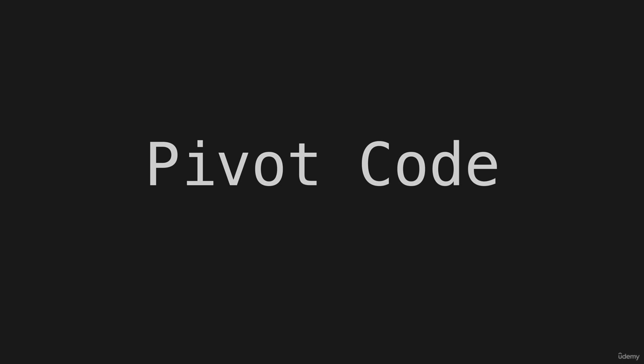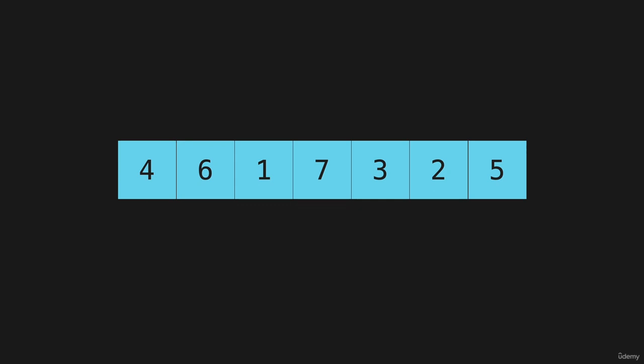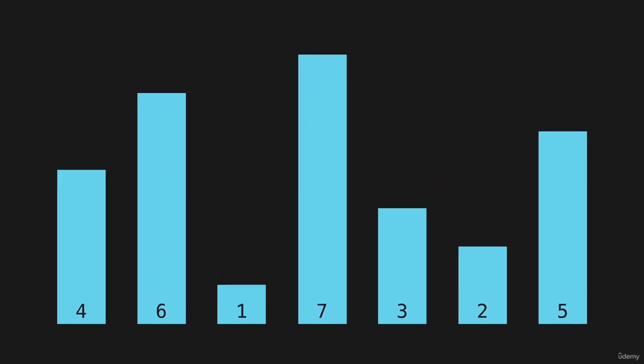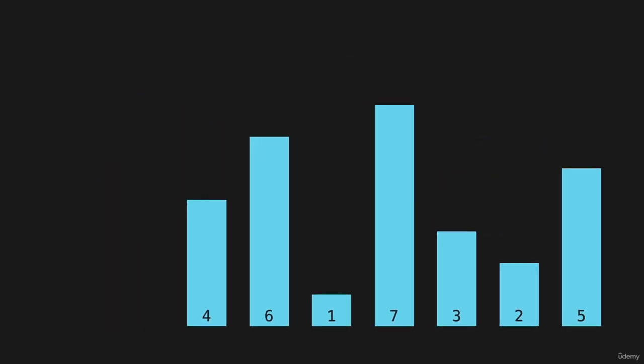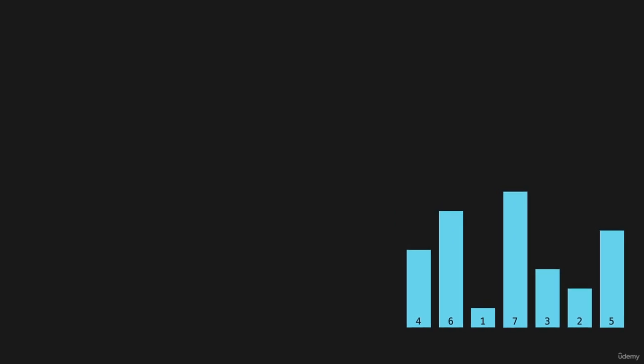So now we're going to write the code for our pivot function. First I'm going to bring up a list like this. We'll represent it like this, and we'll shrink that down into the corner.